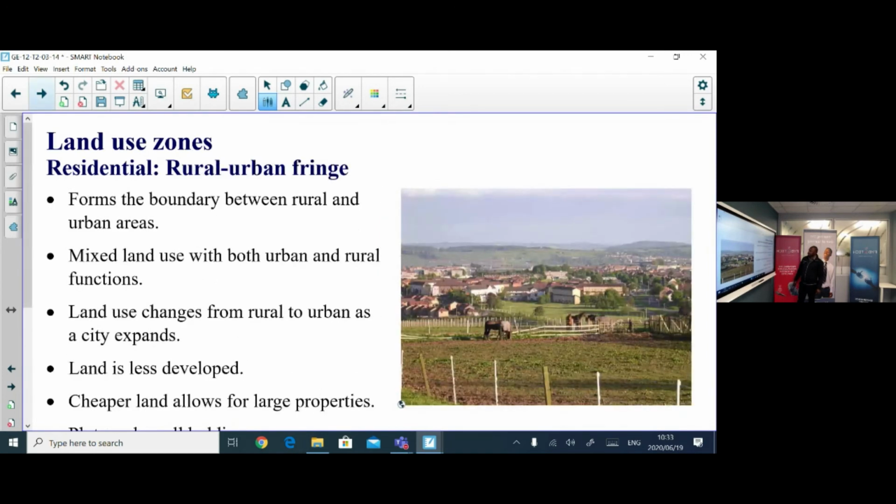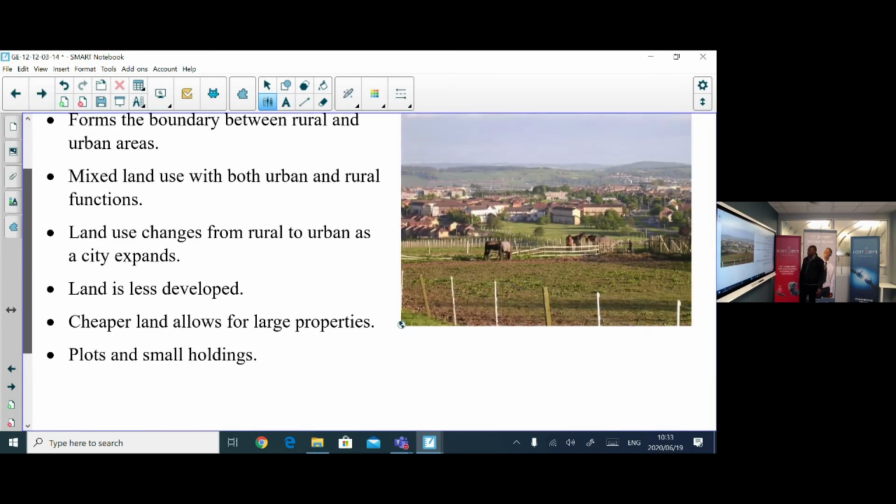Then let's look at what we call the rural urban fringe, which forms the boundary between the rural and urban. Mixed land use with both urban and rural functions. Land use changes from rural to urban as the city expands. Land is less developed. Cheaper land allows for large properties, plots, and small holdings.